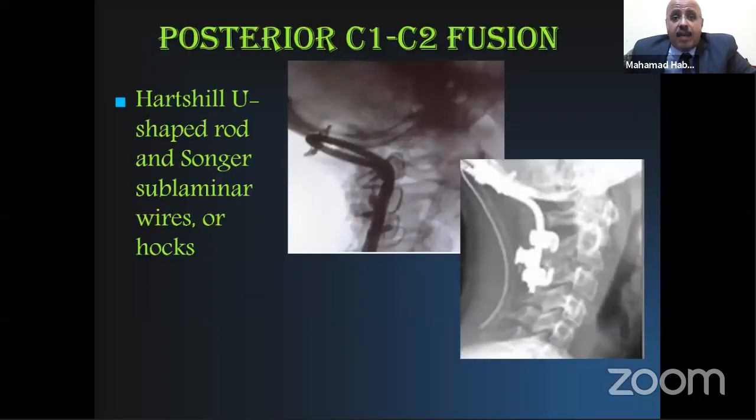This is a posterior C1, C2 fusion with a hard shell, U-shaped rod, and Songer sublaminar wires. Now, the sublaminar wires are replaced with screws to the skull, to the base of the skull, and hooks or screws to the lateral mass. It's mostly used when you have an occiput fracture, occipital condylar fractures with C1, C2 instability.